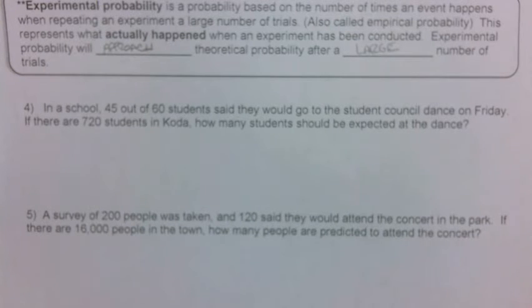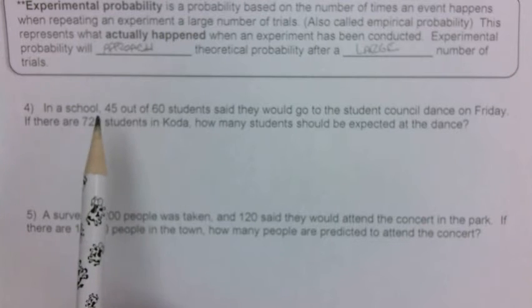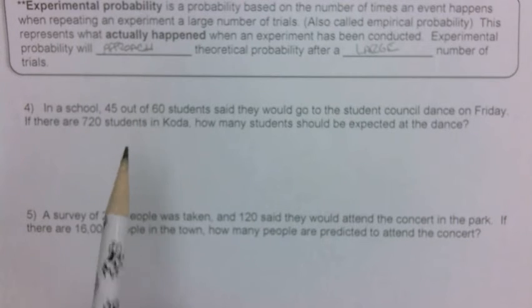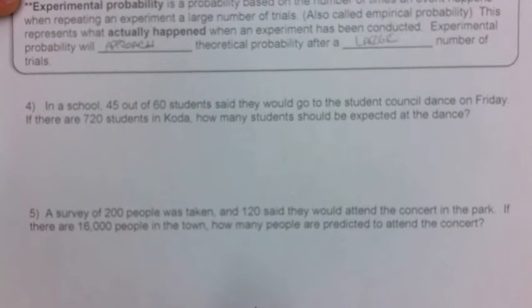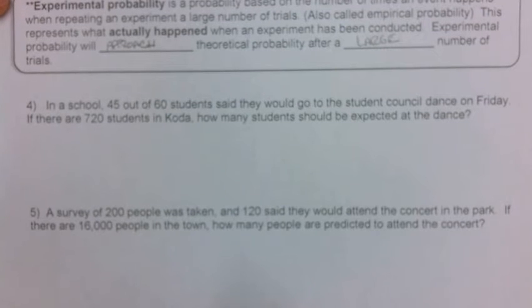In question 4, it says in a school, 45 out of 60 students said that they would go to the student council dance on Friday. If there are 720 students in CODA, how many students should be expected at the dance? So what they did here, instead of asking all 720 students that go to CODA, they asked a smaller portion of 60 students who were going to go to the dance, and 45 said that they would go to the dance. So we're going to use that probability to predict how many are going to go to the dance.